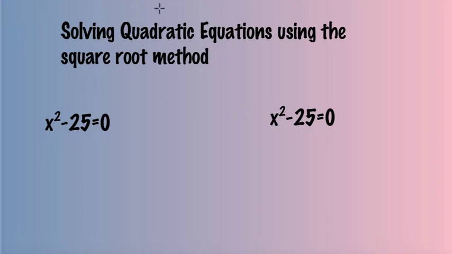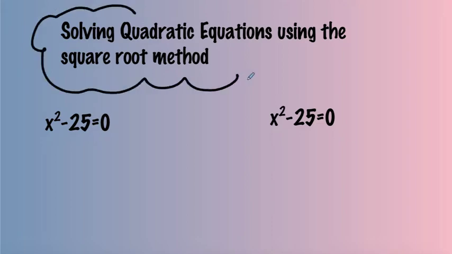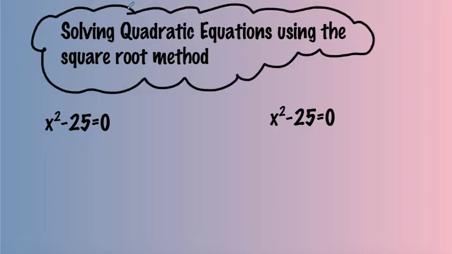Hi everyone, so today we're going to be talking about solving quadratic equations by using the square root method. Now, up to now we've been solving quadratic equations by factoring. So here's a great example. X squared minus 25 equals 0. I know it's quadratic because the highest exponent of the equation is a 2. And so we've been setting them equal to 0 and solving by factoring.